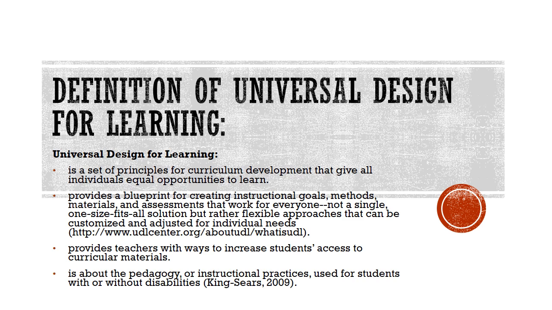The definition of universal design for learning. Universal design for learning is a set of principles for curriculum development that give all individuals equal opportunities to learn. It provides a blueprint for creating instructional goals, methods, materials, and assessments that work for everyone, not a single one-size-fits-all solution, but rather flexible approaches that can be customized and adjusted for individual needs. It provides teachers with ways to increase students' access to curricular materials, and is about pedagogy or instructional practices used for students with or without disabilities.